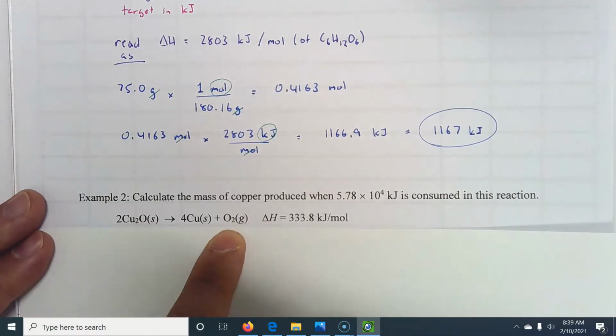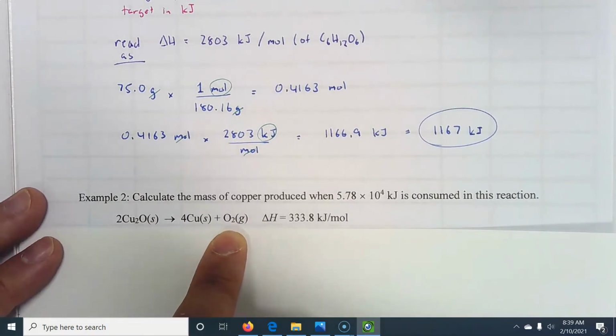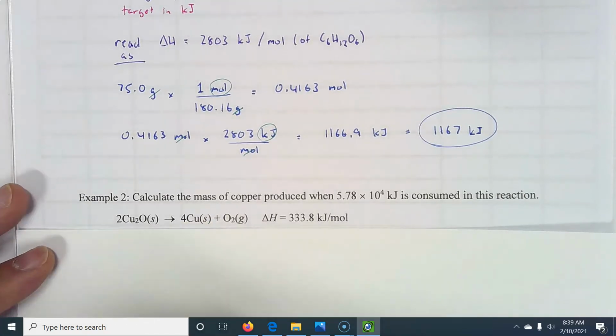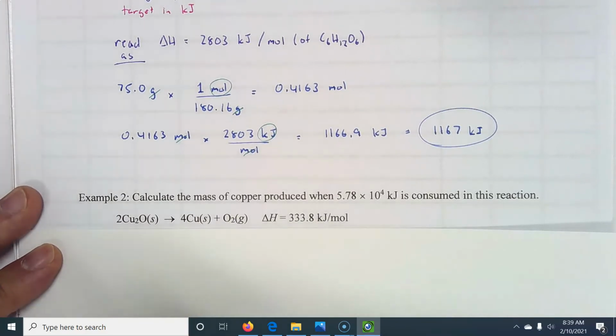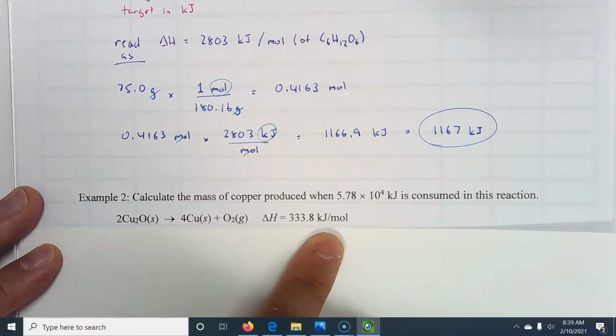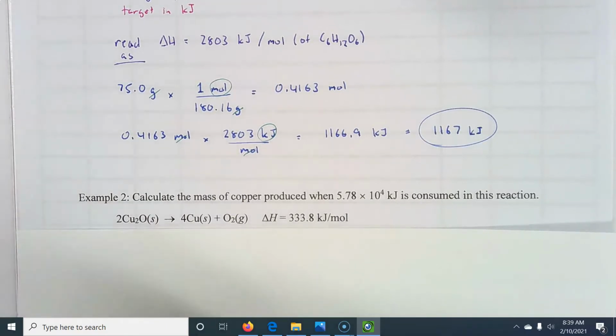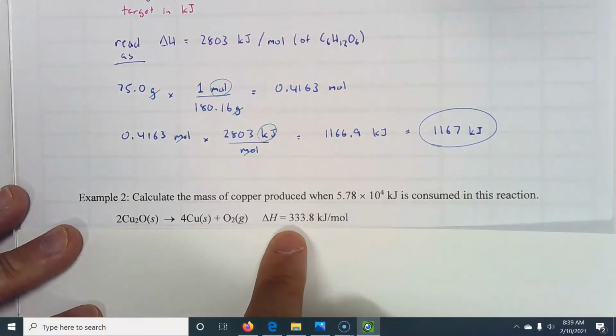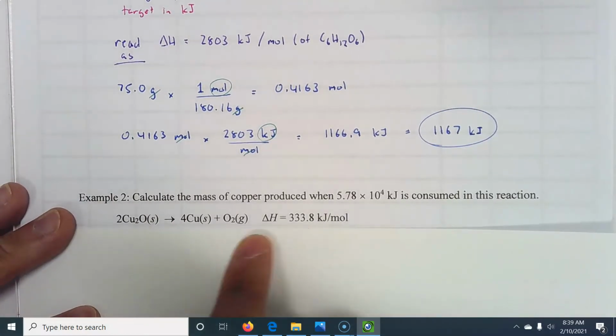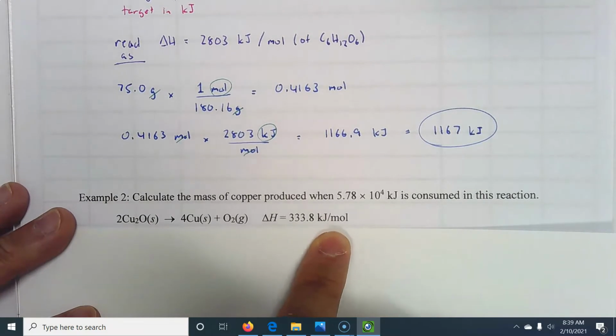Oh, I have O2, which has a coefficient of 1. But you notice here that they want the mass of copper, grams of copper. So if I need grams of copper, I probably need moles of copper. But for every mole of reaction, I produce 4 moles of copper. So there's my conversion. This is how much heat is needed to get 4 moles of copper.